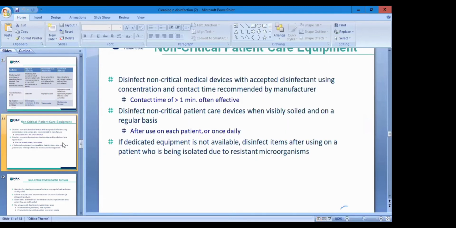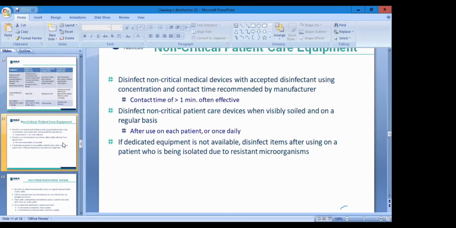So, disinfect non-critical medical devices with an accepted disinfectant. As the hospital infection control committee must have told you, these disinfectants have to be approved by the committee whenever we use any disinfectant. We test those disinfectants by different methods approved by international guidelines. For non-critical medical devices, a contact time of less than 1 minute is often effective.